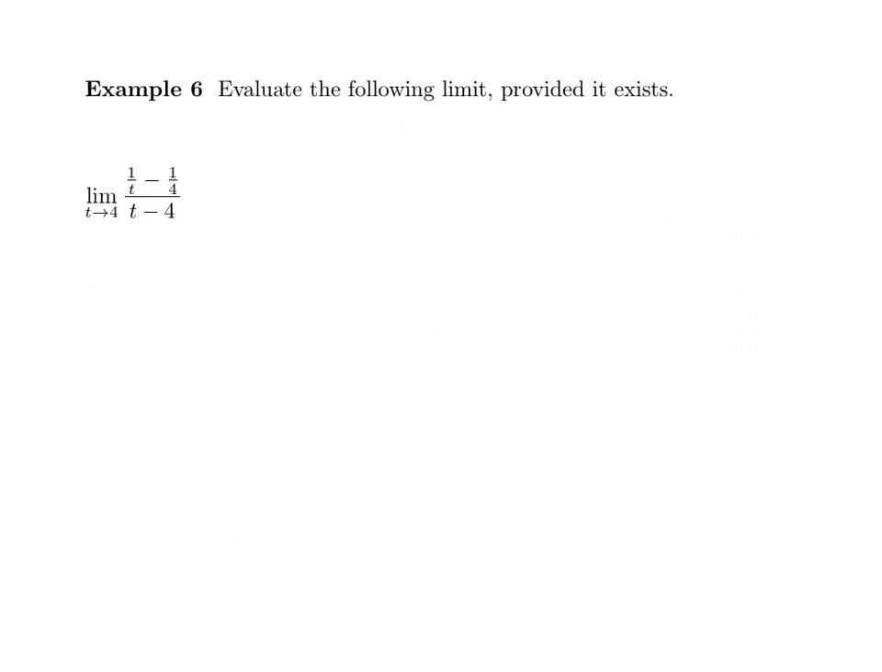In example 6, we want to figure out the limit as t approaches 4 of 1 over t minus 1 over 4, all divided by t minus 4. If we try to simply put 4 in place of t, we get this expression. A fourth minus a fourth is 0, and 4 minus 4 is also 0, and this did not work. 0 over 0 does not exist, but the limit may still exist.